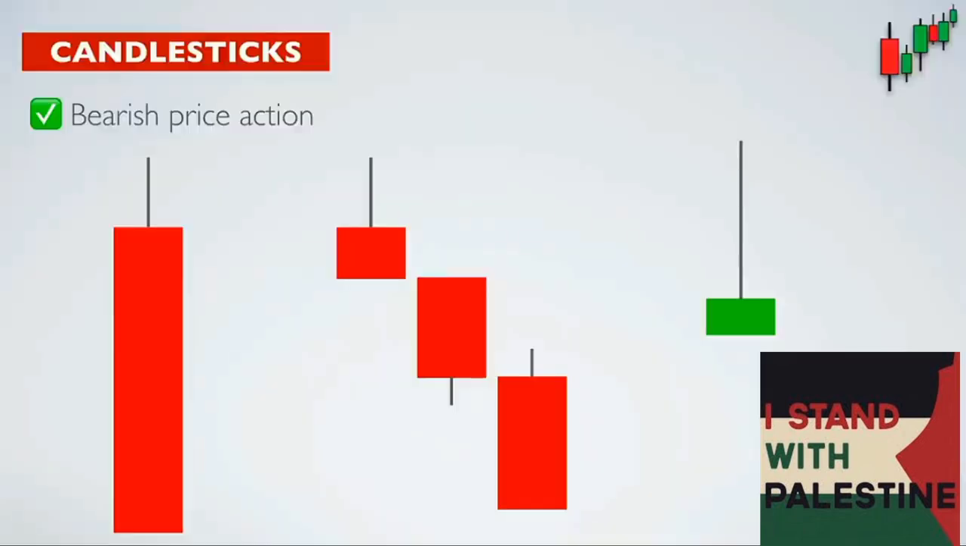So let's look at candlesticks. This is bearish price action, what we say, because sellers are coming in and forcing the price down. This is bearish price action because we know that this is red. So it opened here and closed here. Sellers forced the price down. This is 3 candlesticks, could be 3 days, 3 hours. Bearish price action. Sellers are forcing the price down.